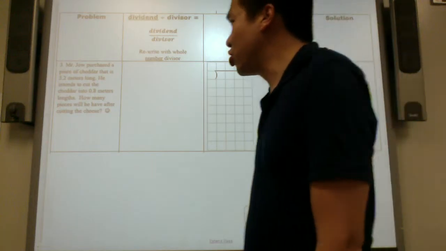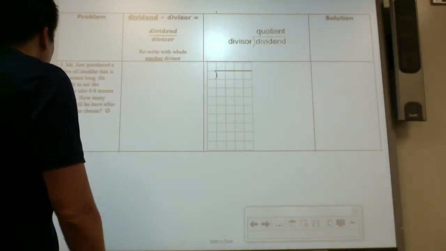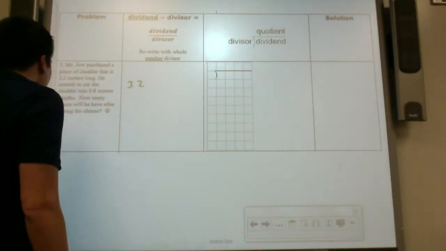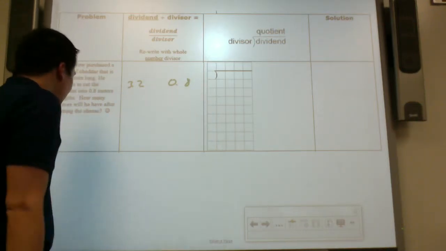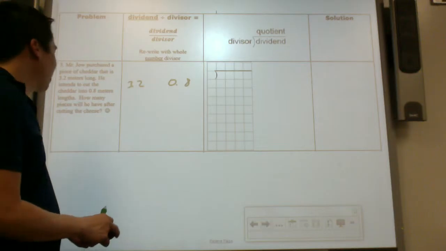Mr. Joe purchased a piece of cheddar that is 3.2 meters long. He intends to cut it into 0.8 meter lengths. How many pieces will he have after cutting the cheese?